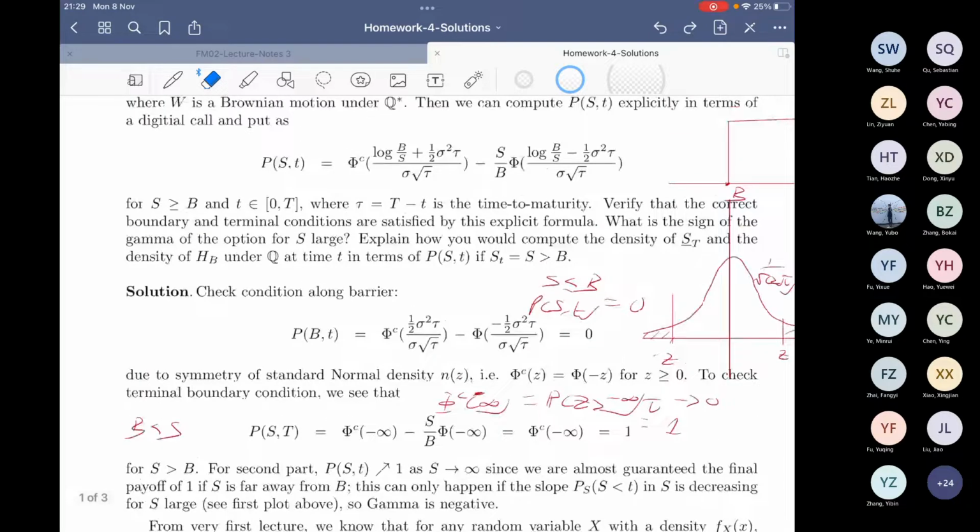So was this in the question? It says, explain how you would compute the density of the minimum stock price at time t and also the density of the hitting time to b under Q, in terms of P(S,T), if the current stock price is just equal to s and we assume that s is above b, or else it's not really very interesting.